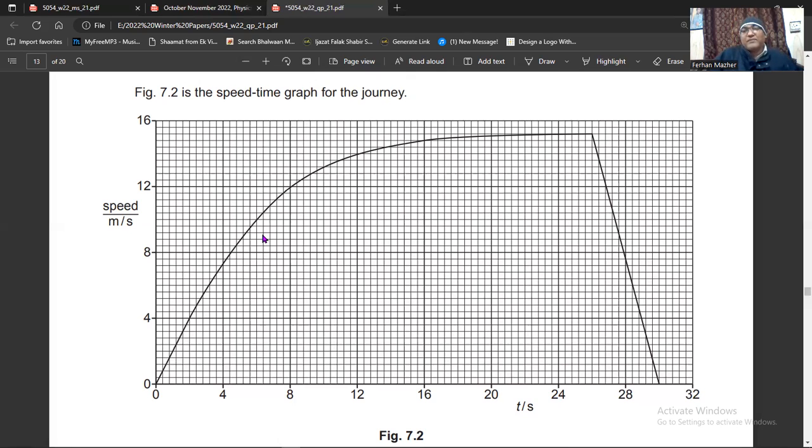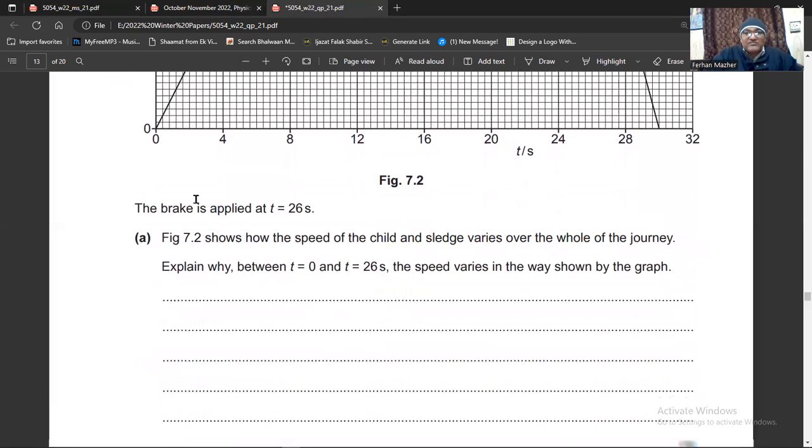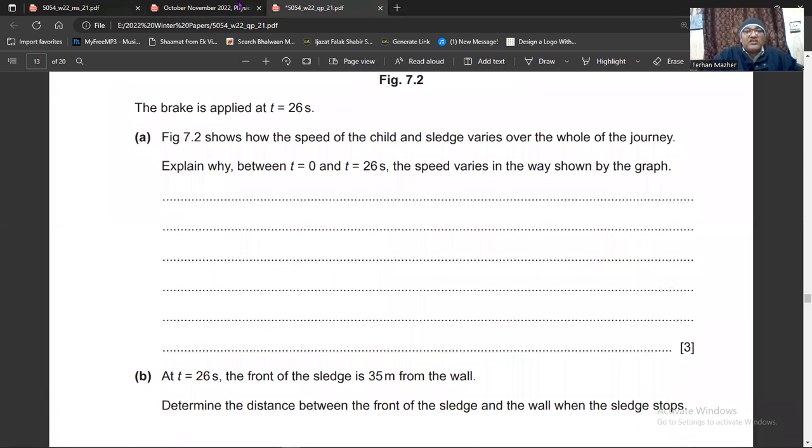At some point, what happens? The air resistance becomes equal to the component of the weight which is producing the motion, and then the resultant force becomes 0, and the acceleration becomes 0. The body moves with a constant speed. During this, as the air resistance is increasing, the resultant force will be decreasing, so the acceleration value will be gradually decreasing. So this is the motion. This is my description. It's a 3 marks question.